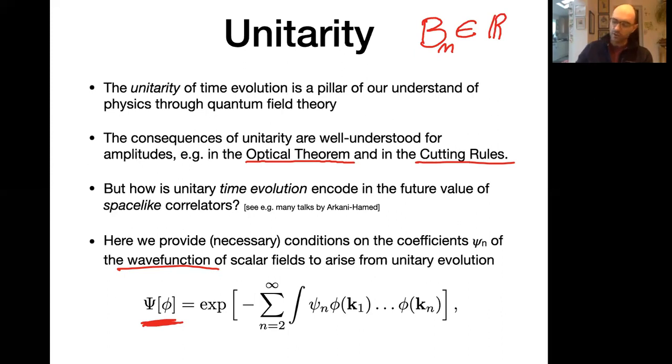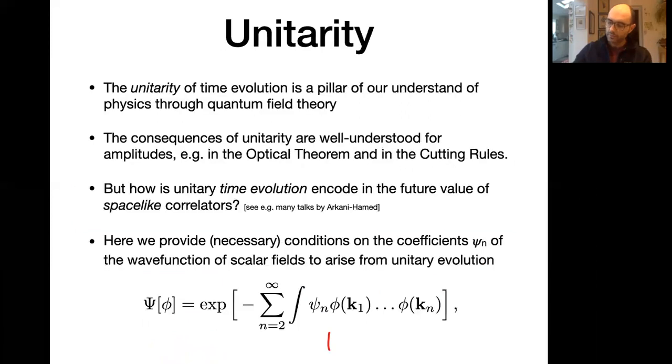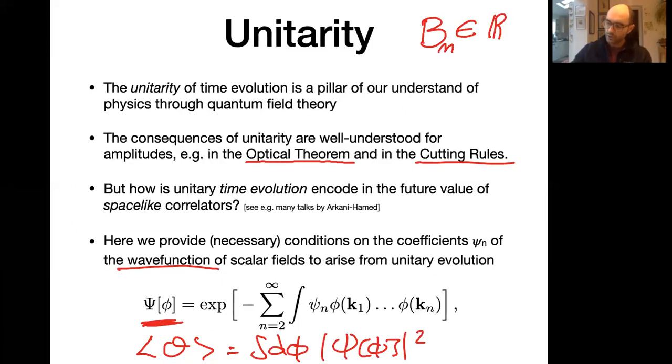So this wave function is just the same thing as in the Schrodinger picture. If you want to take the expectation value of some operator, then this is a path integral in Dφ of the wave function squared, and then you have the operator. So the wave function is just the same thing that you have when you do the Schrodinger picture in quantum mechanics. But now we are just doing it for fields.